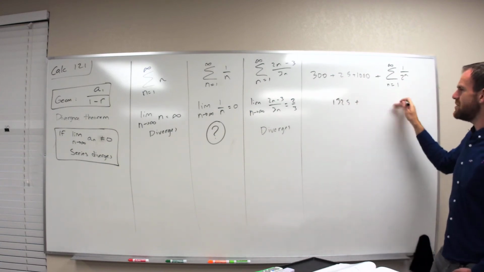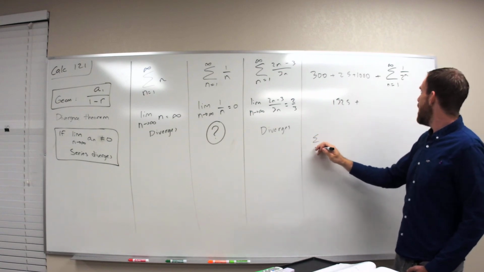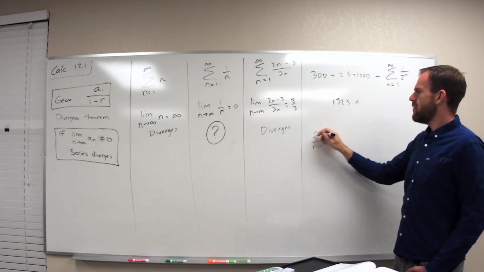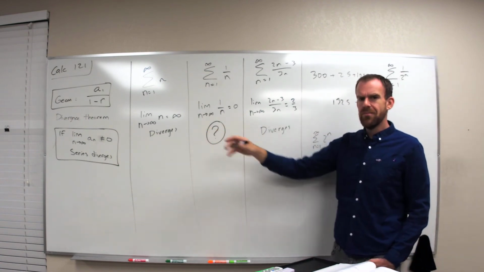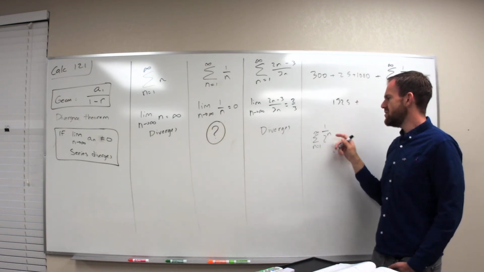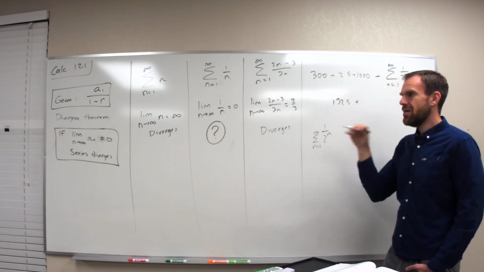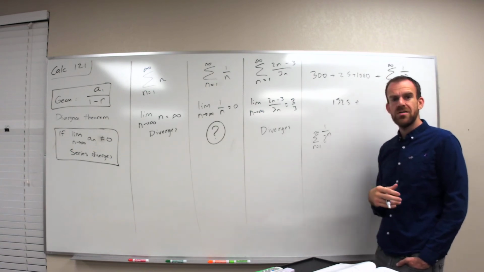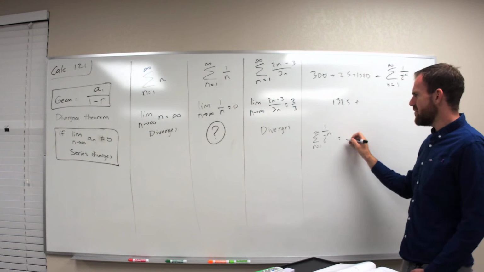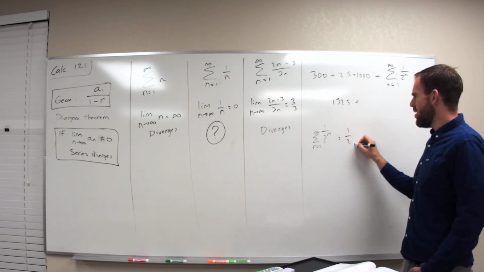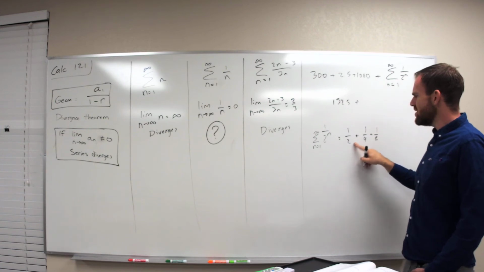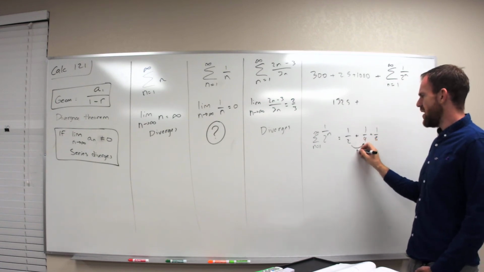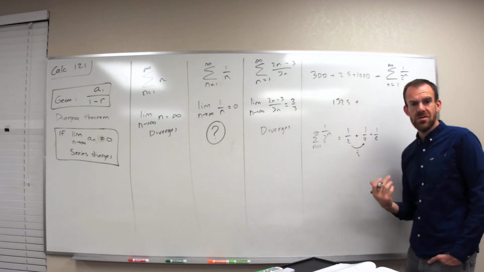Well, in case I don't see it, I could do the divergence theorem. I'm going to find out that 1 over 2 to the n goes to 0. So that tells me nothing. It could converge, it could diverge. So let's write out the first couple of terms: 1/2 plus 1/4 plus 1/8. This looks like each time I'm multiplying by 1/2, and my original term was 1/2.